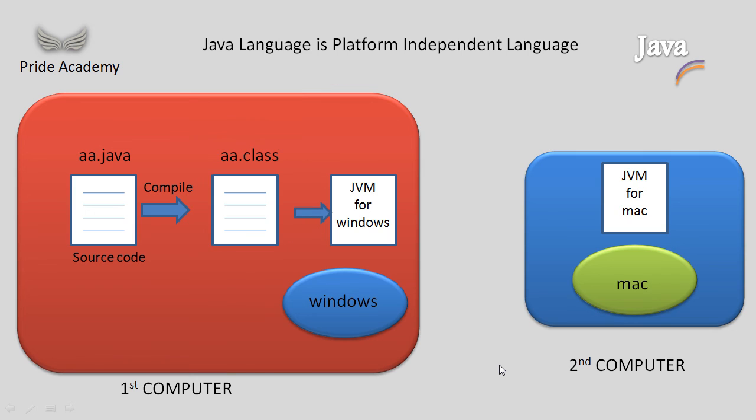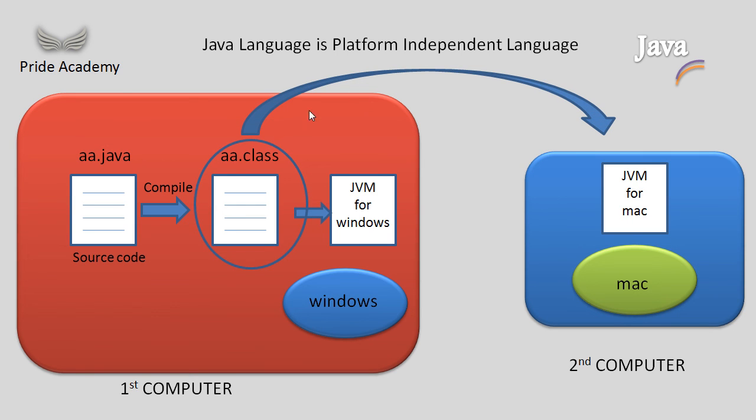Now if I take the same class file to another computer which has the Mac operating system, I need a JVM for Mac. I have to install the Java Virtual Machine program according to the Mac operating system. And when this JVM is there, it will translate this class file into native code which will be compatible with the Mac operating system, and the output will be provided. So this is the architecture, friends, and I hope you all have understood it.